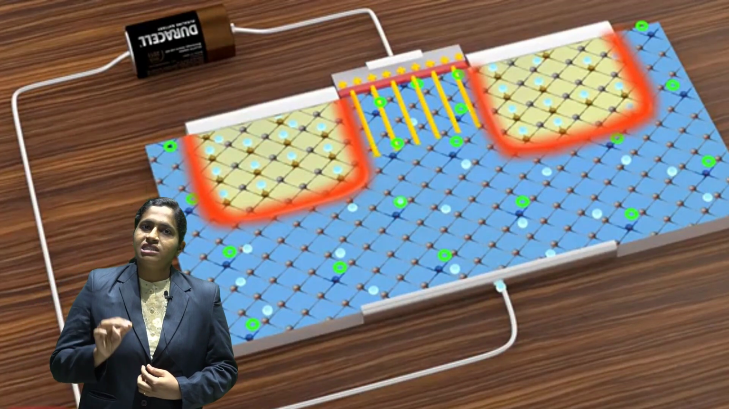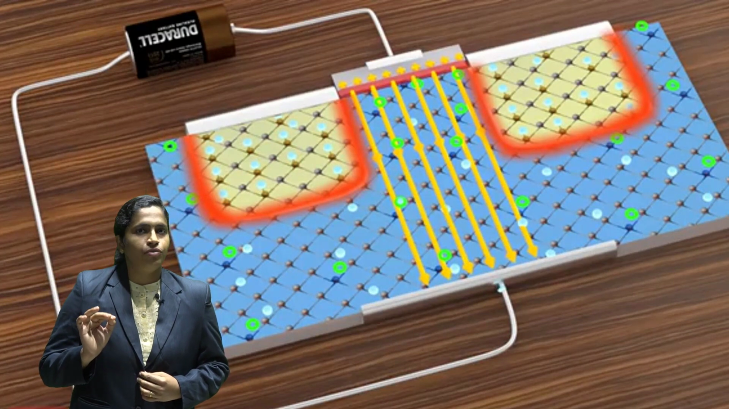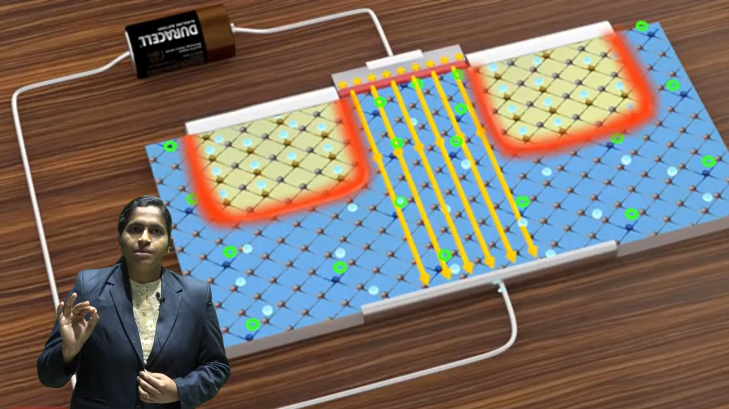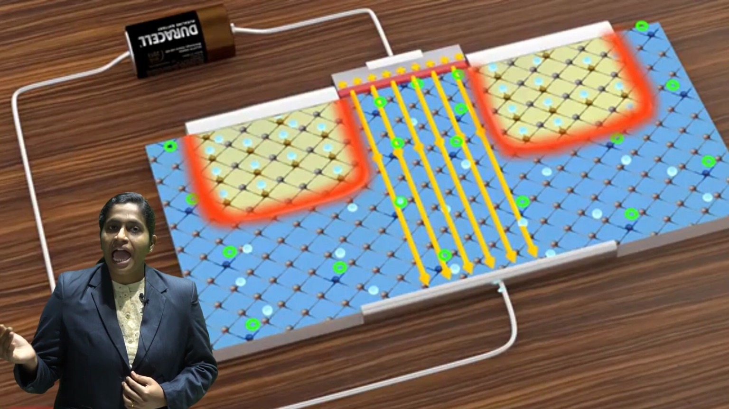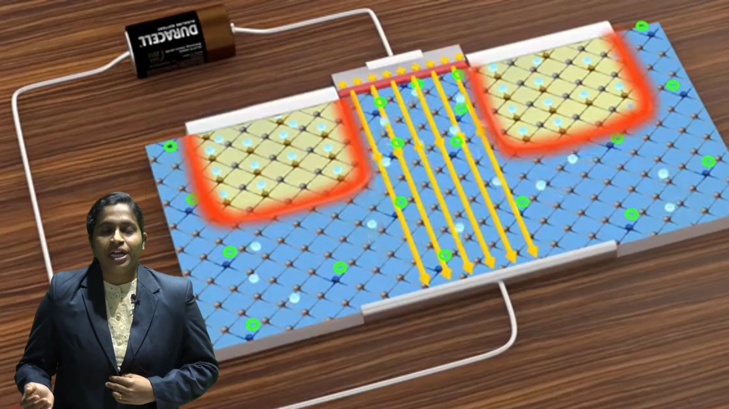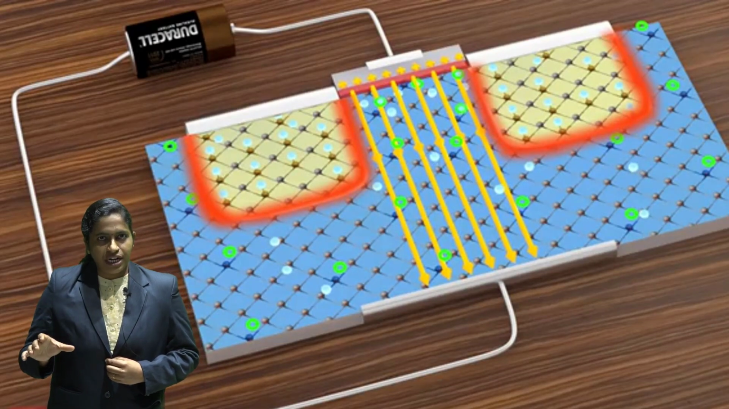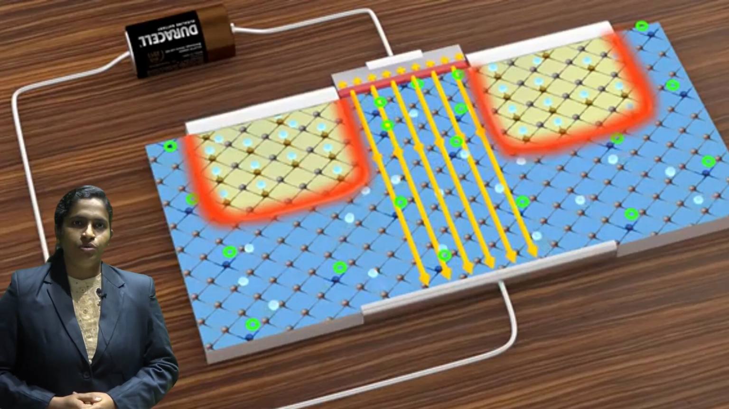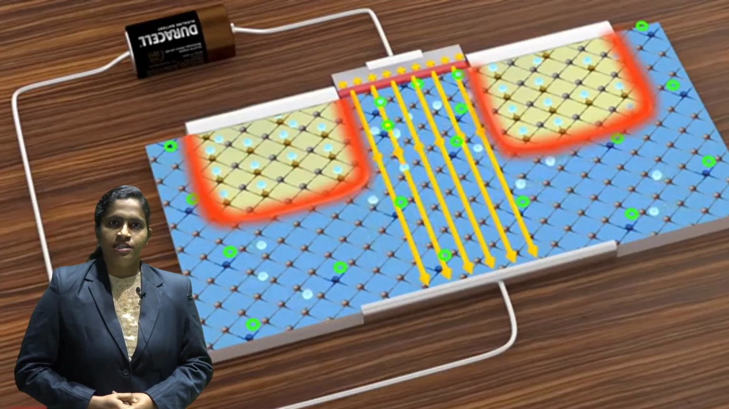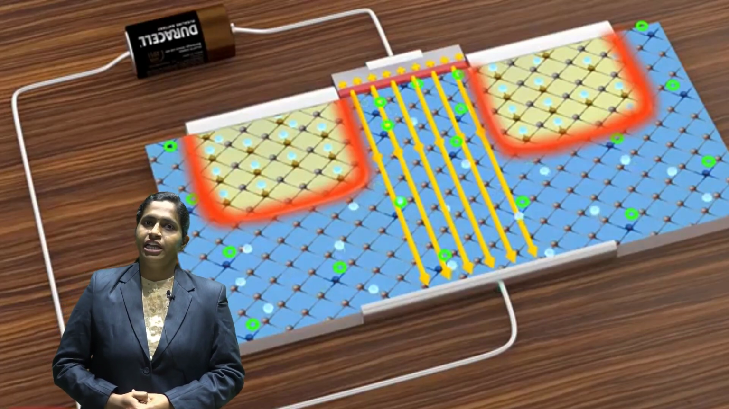The substrate which we are using is a p type semiconductor, and we know that the majority carriers in a p type semiconductor are holes and the minority carriers are electrons. So a p type semiconductor consists of majority carriers holes and minority carriers electrons.